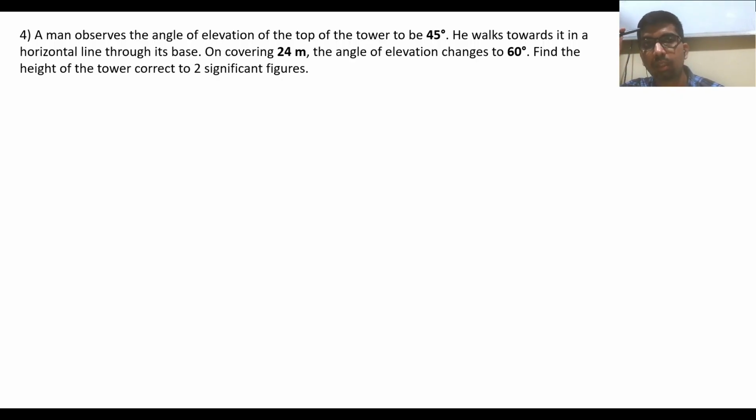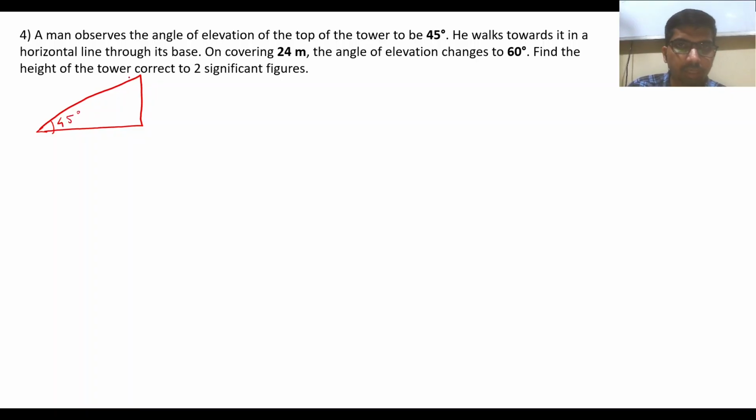A man observed that the angle of elevation of the top of a tower is 45 degrees. He walks towards it. He is walking towards the building, so the angle of elevation will increase, and he walks 24 meters. The elevation increases to 60 degrees. Find the height of the tower, correct to two significant figures. So you have to round. Let's draw the same figure as previous. This is the base, this is the height of the building. Initially it's 45 degrees.